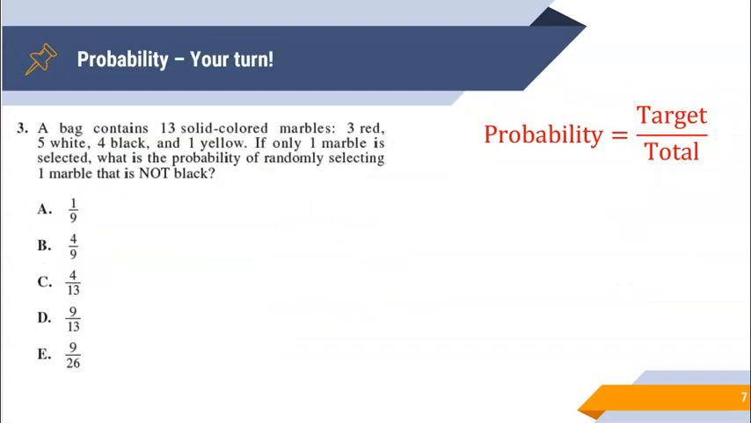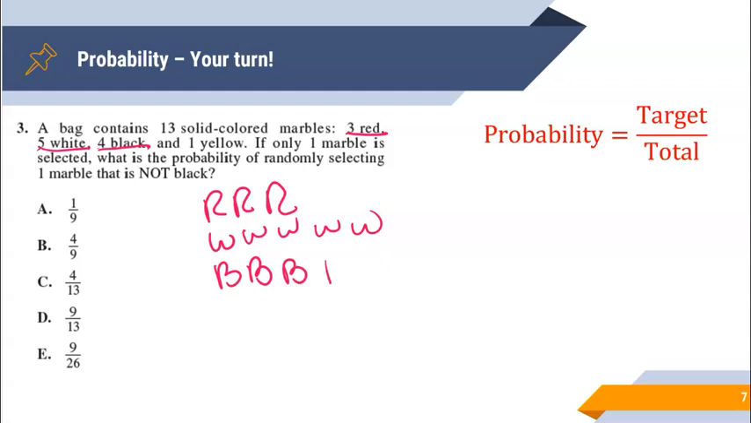Okay, now you work out this question. All right, same thing as before. I'm going to write out all that I have. Like I have 3 red marbles. I have 5 white marbles. 4 black marbles. And 1 yellow marble. They want to know the probability of selecting a marble that is not black.